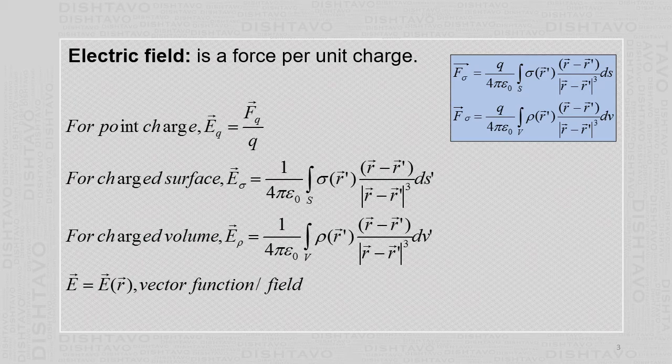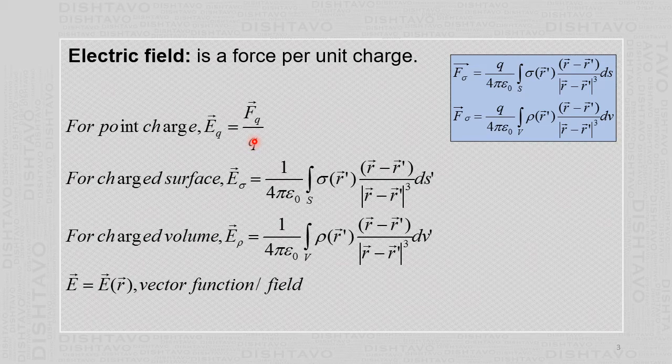So here for a point charge, vector E_q = F_q / q. Now this vector E is the electric field at some point due to the source charge, and that is equal to the force experienced by the test charge divided by the test charge. So that is the electric field due to the point source charge.